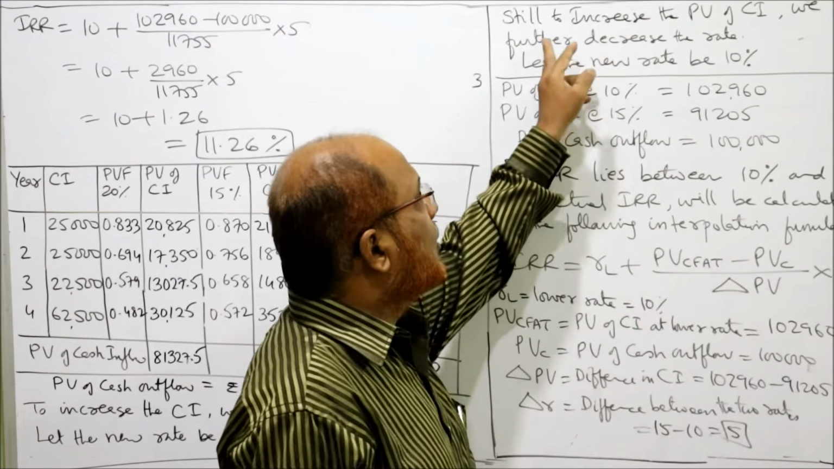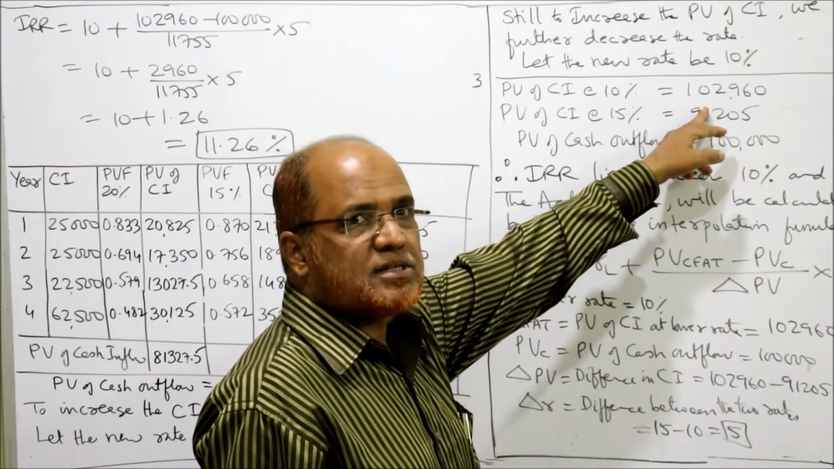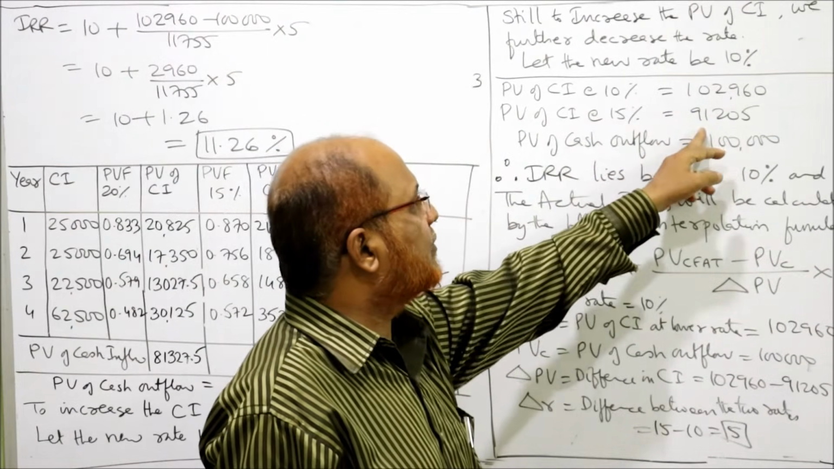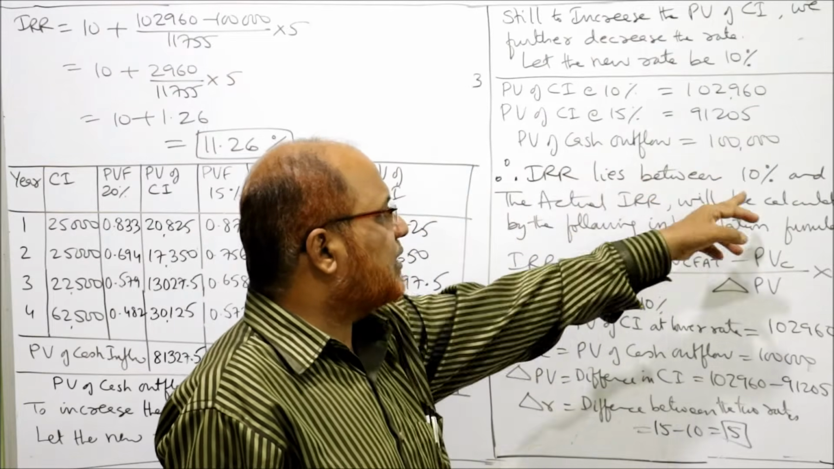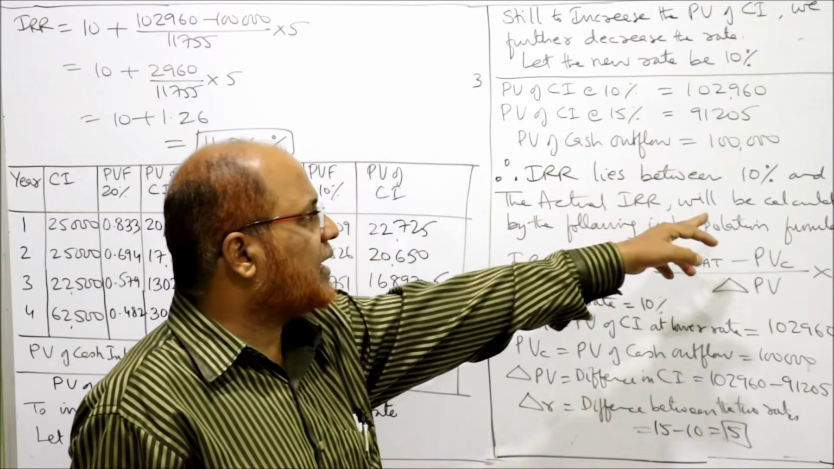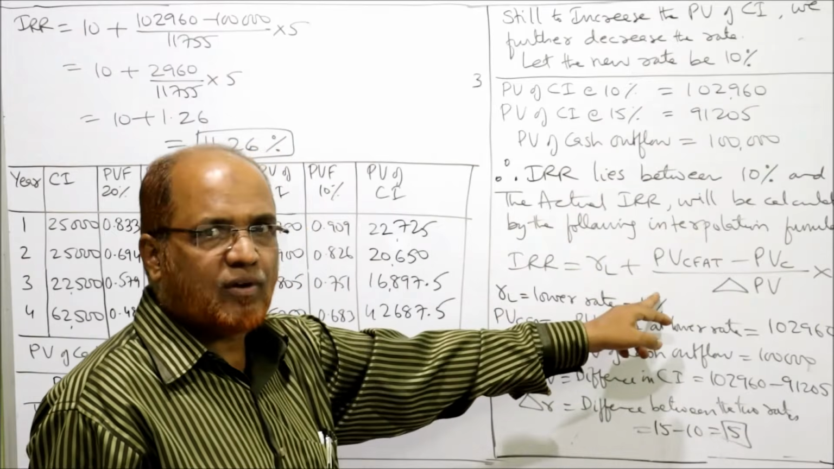Here I have written PV of cash inflow at 10%, PV of cash inflow at 15%. Therefore, PV of cash outflow 1 lakh. Therefore, IRR lies between 10 and 15%. Actual IRR will be calculated by the following interpolation formula.